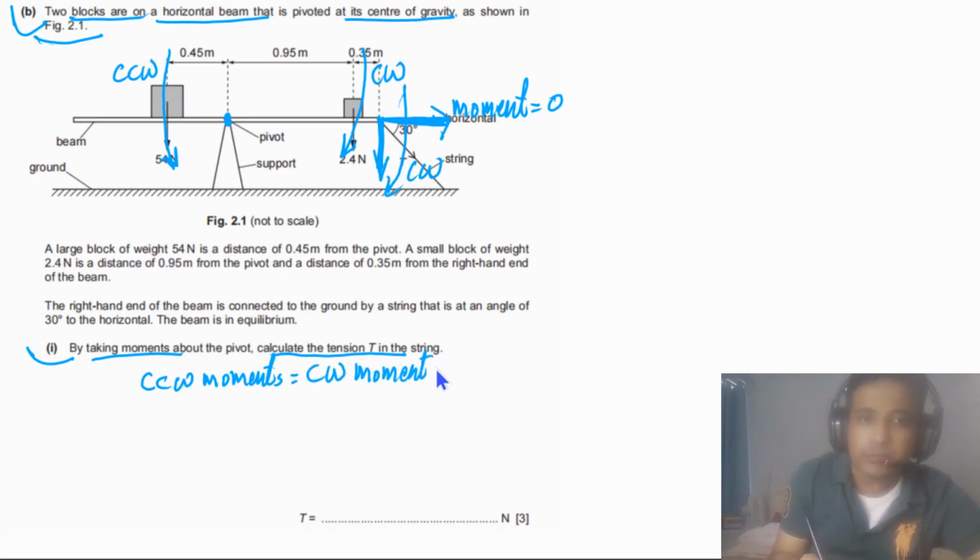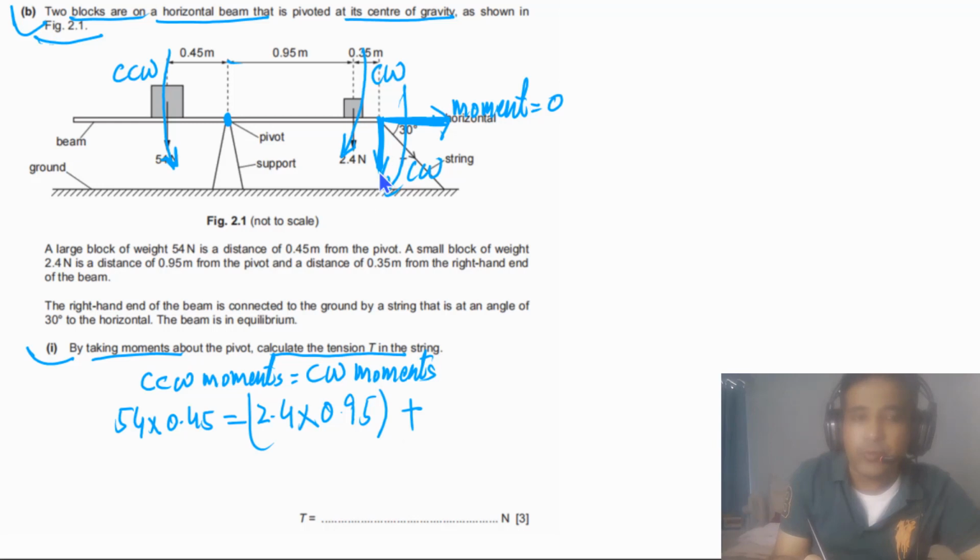Or simply we can say the sum of counterclockwise moments has to be equal to the sum of clockwise moments. Counterclockwise we have 54 and the perpendicular distance is 0.45. The moment due to 2.4 is clockwise, so we have 2.4 multiplied by the perpendicular distance between the pivot and the force, that is 0.95.